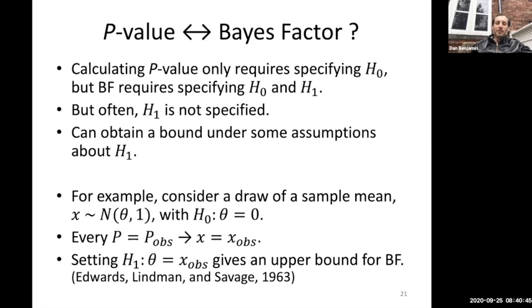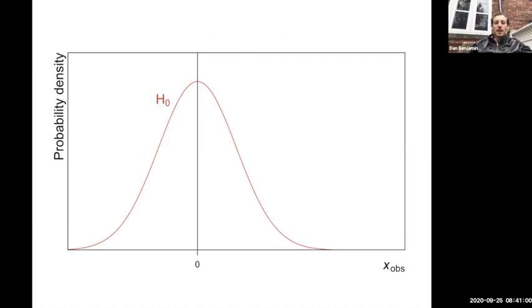So under a more realistic alternative, the likelihood of getting this is going to be lower than under this alternative. So what's that going to look like in terms of our picture? We have our null, which is centered at 0.